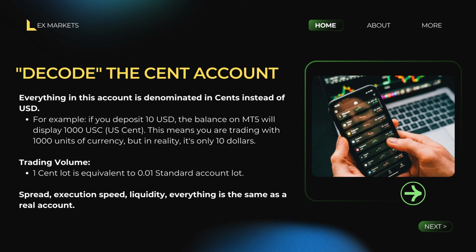A Cent account is not a copy of a real account, but rather a microstructure with a 1-to-100 denomination, helping you trade with extremely low risk but in absolutely real market conditions. The operating mechanism is that everything in this account is calculated in cents instead of USD. For example, if you deposit 10 United States dollars, the balance on MT5 will display as 1000 USC, meaning US cents. Similarly, trading volume-wise, 1 cent lot is equivalent to 0.01 lot in a standard account. This means your risk is essentially divided by 100 times.